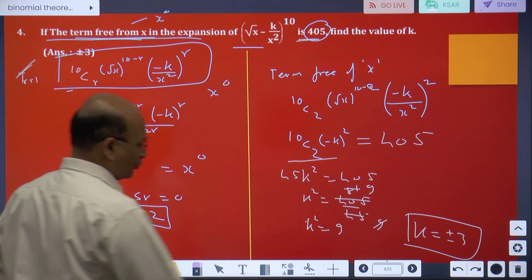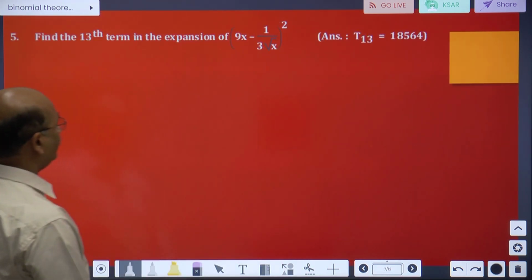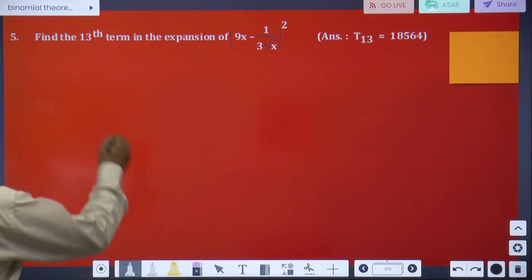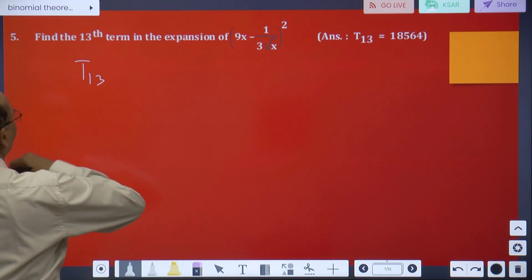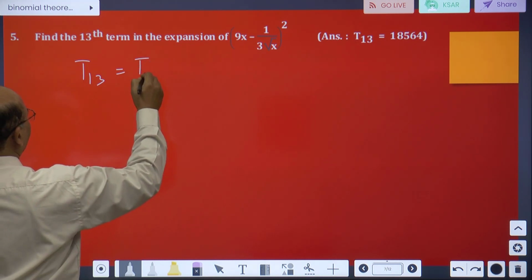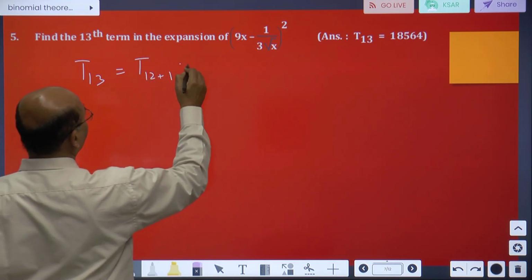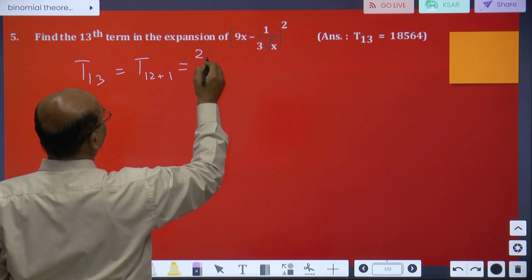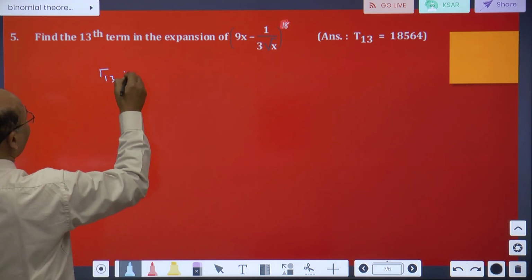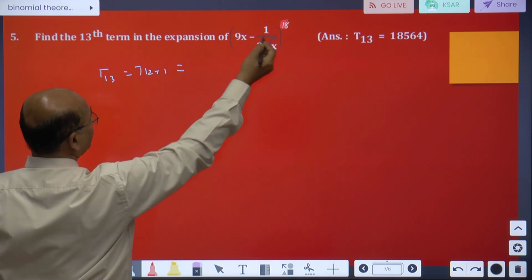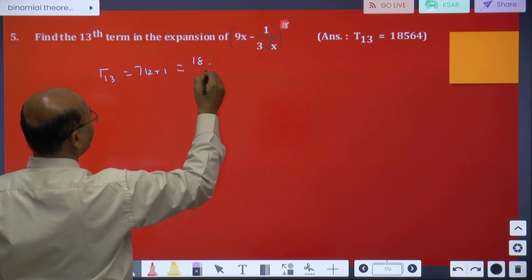Okay, let us see the next question. I will make it more better for you. Find the 13th term. This is a very simple question. They are asking T13. What is T13? 12 plus 1, r plus 1. I told you T(r+1) will be nCr. So the 13th term they are asking means T of 12 plus 1 is nothing but 18Cr.